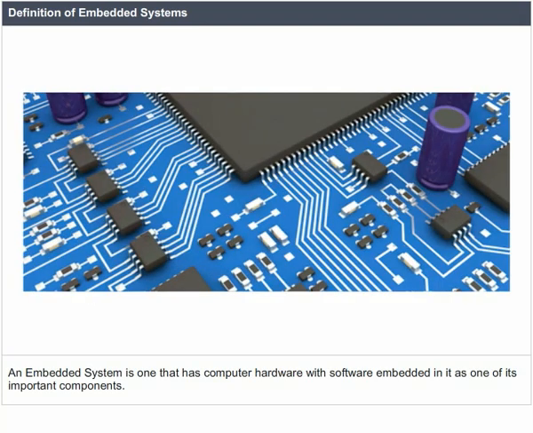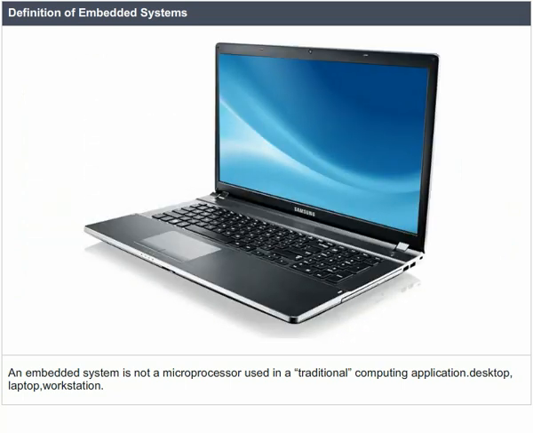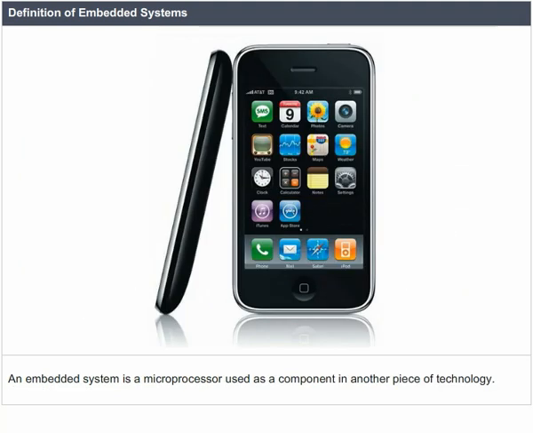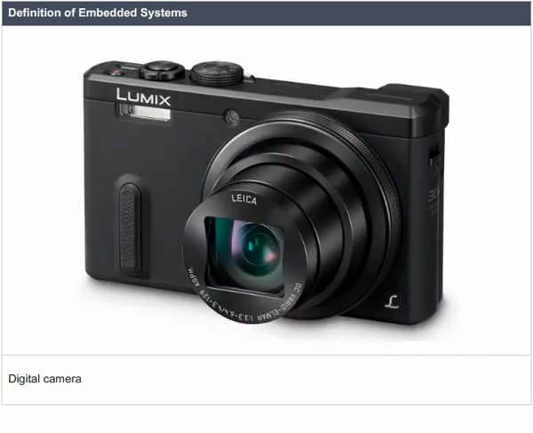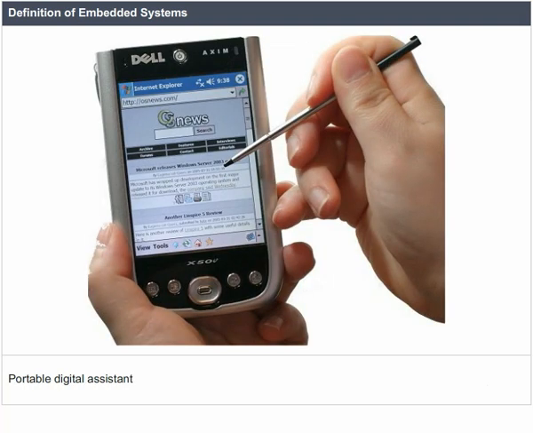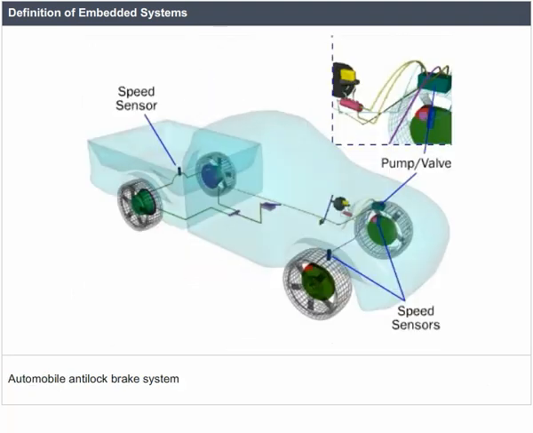Definition of embedded systems. An embedded system is one that has computer hardware with software embedded in it as one of its important components. An embedded system is not a microprocessor used in a traditional computing application, desktop, laptop, workstation. An embedded system is a microprocessor used as a component in another piece of technology: cell phone, digital camera, portable digital assistant, household appliances, automobile anti-lock brake system.